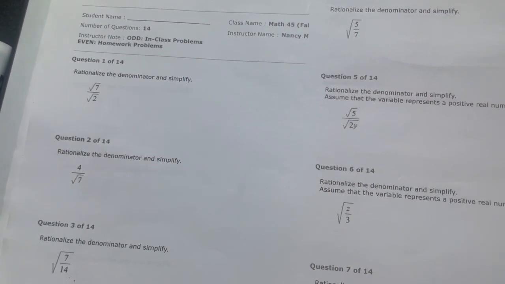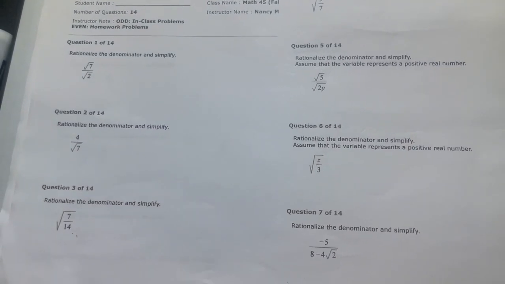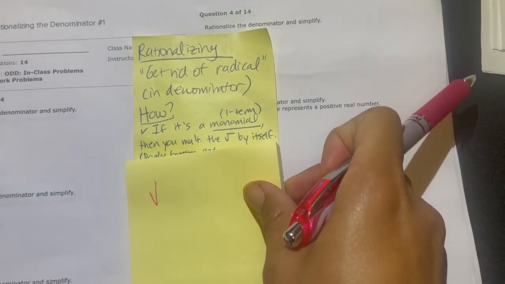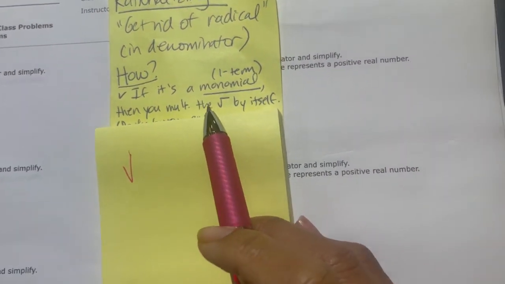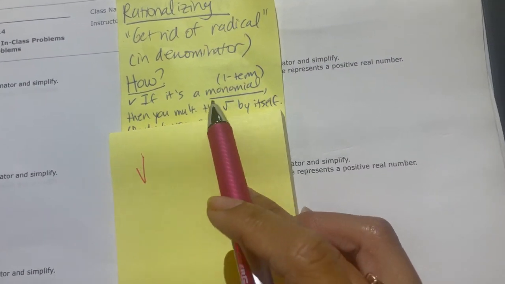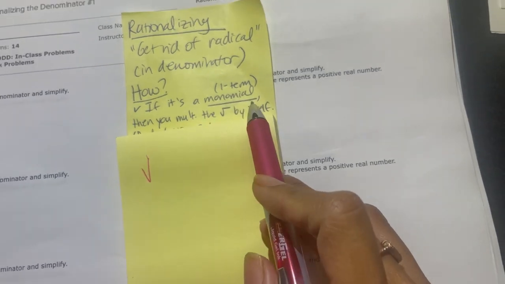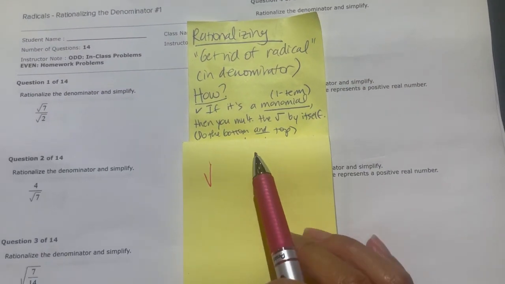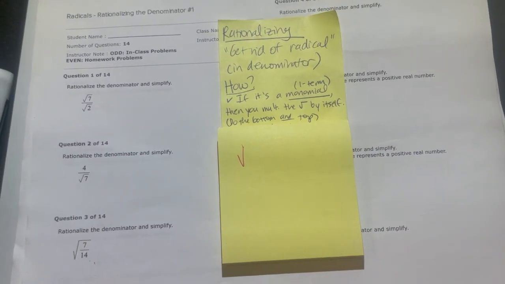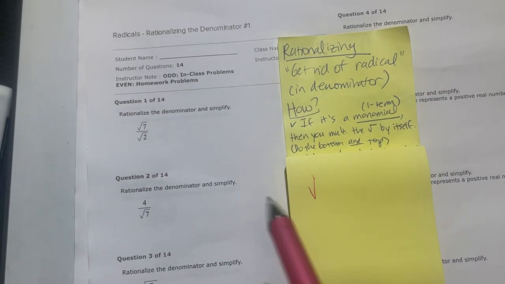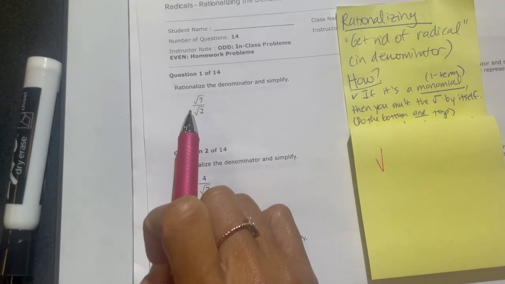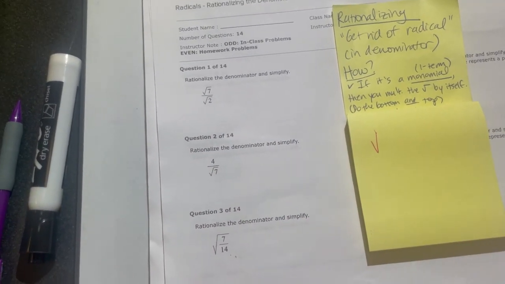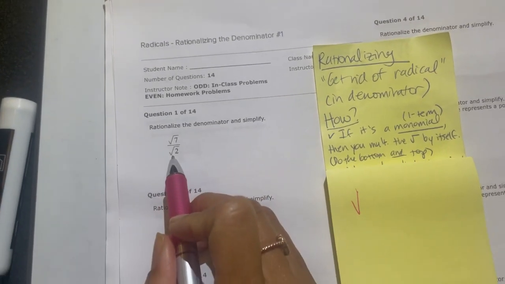Whenever you have a monomial, meaning it's one term, you multiply the radical by itself. And remember, whatever you do to the bottom, you do to the top. So here in this case, I have root 7 divided by root 2. I want to get rid of the radical in the denominator. So in the denominator, I want to get rid of radical 2.